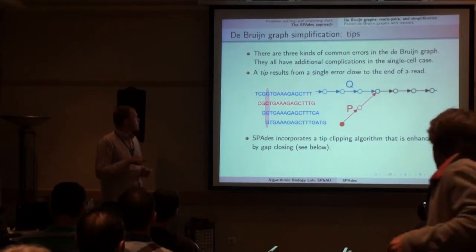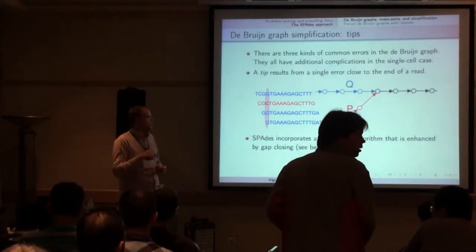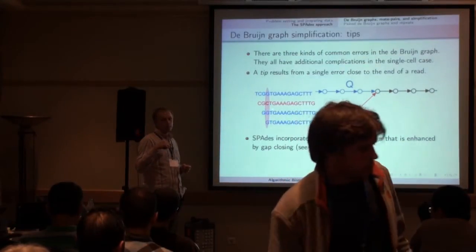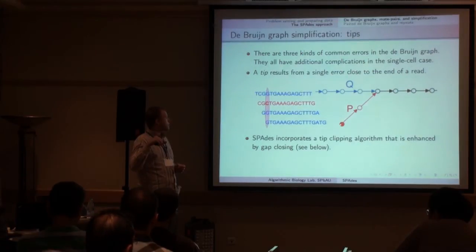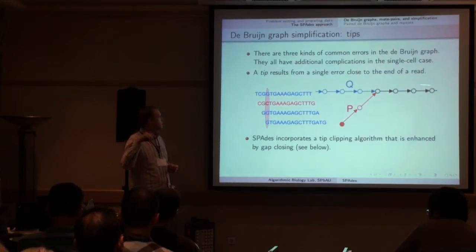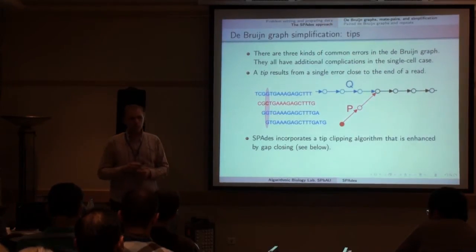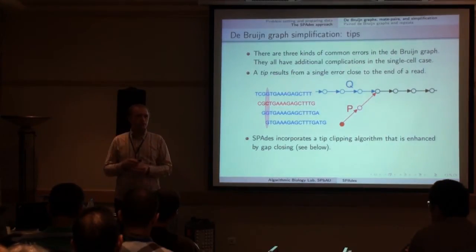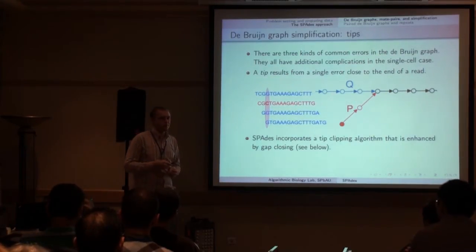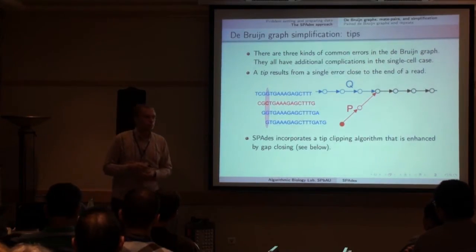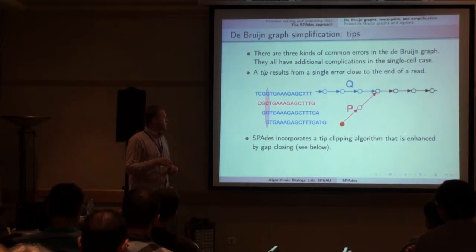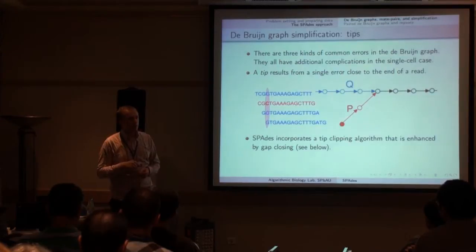The first example is a tip. If you have a single error close to the end of the read here, and a k-mer does not fit in, then what you get is a tip. You get a spurious path that comes into or goes out of the correct path. In most assemblers, you look for tips that have small coverage and you cut them. It's called tip clipping. But in single cell assembly, you cannot do that. So we have a novel tip clipping algorithm, which is enhanced by gap closing. I will say a few words about this later.